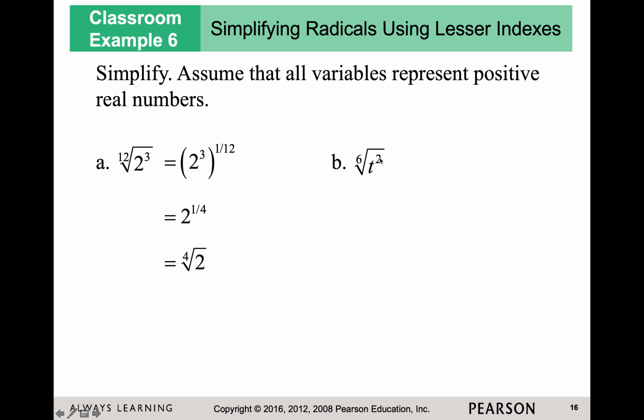Same thing here. 2 divided by 6 is not a whole number, but I can reduce that fraction. When I reduce that fraction, I get 1/3, which means this can be reduced to the cube root of t. So think about, am I getting a whole number, or can I reduce the fraction?